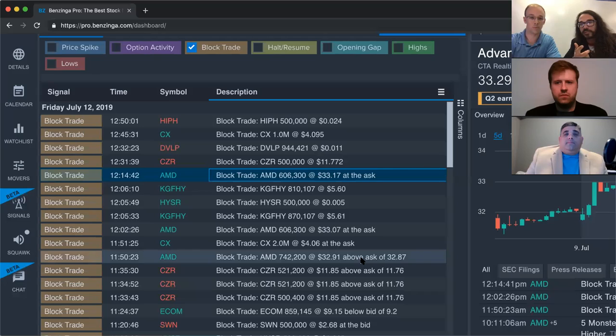And so, Big B, why don't we swing it over to you? What's the significance if we're seeing this at the ask, at the bid, in this example of the 742,000 shares? What does above the ask mean there? Well, it means that someone's very bullish. It means that they don't care where the price is. They're looking to buy in.